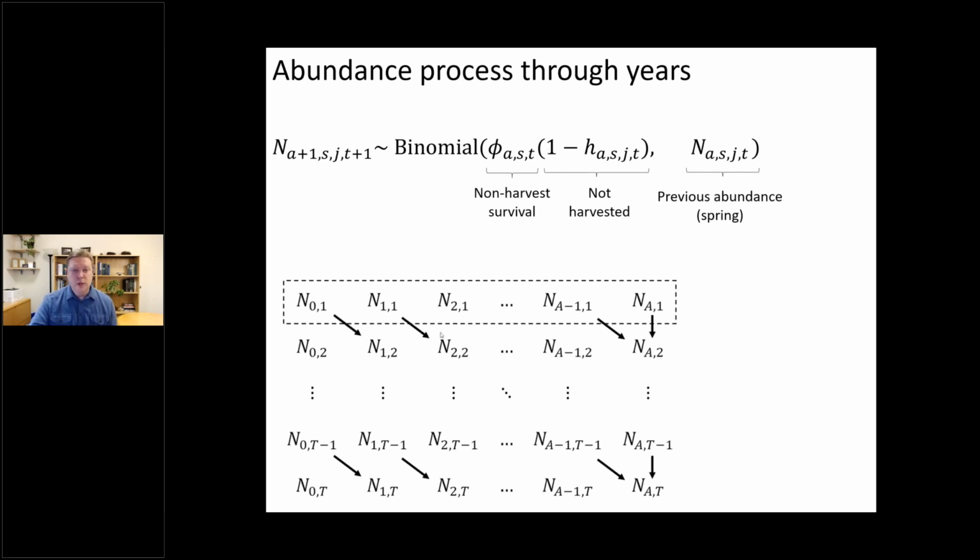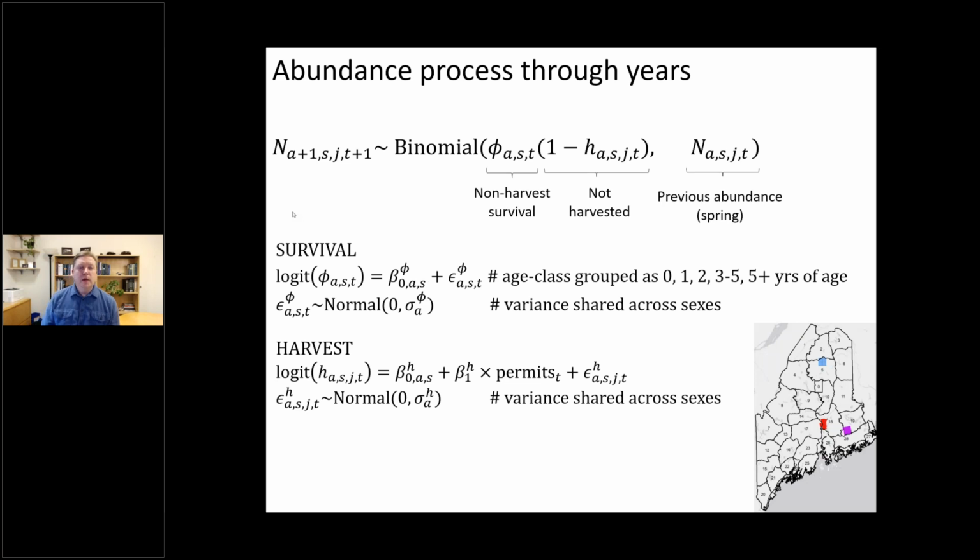And so these arrows going across here are saying that the number of 1-year-olds can become 2 if that age class survived and was not harvested in those years. So then we allowed survival also to be age class specific, where we grouped ages into 0, 1, 2, 3 to 5, and 5+ based on the life history of black bears.